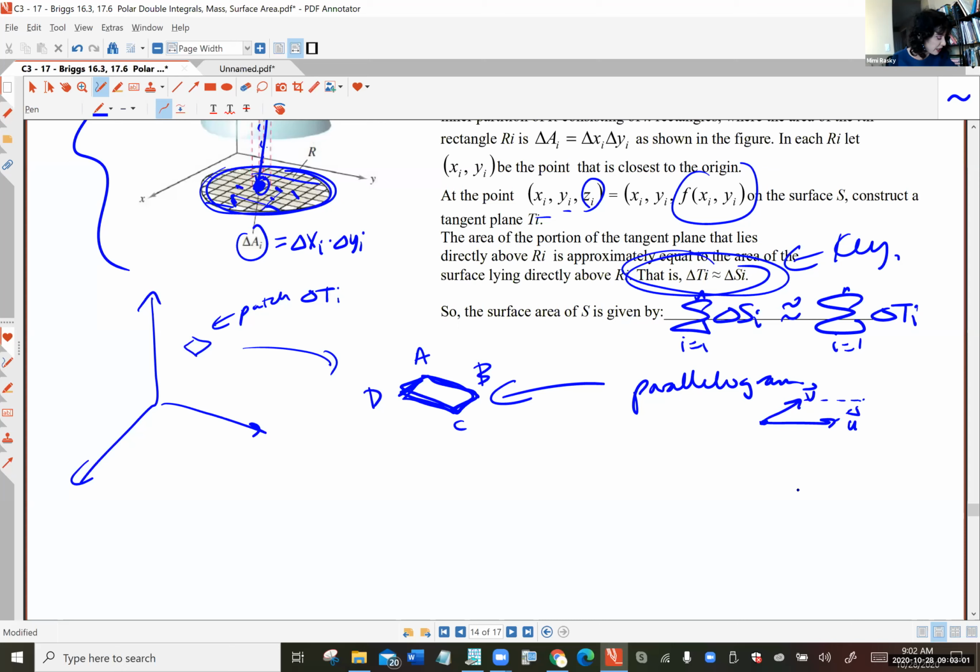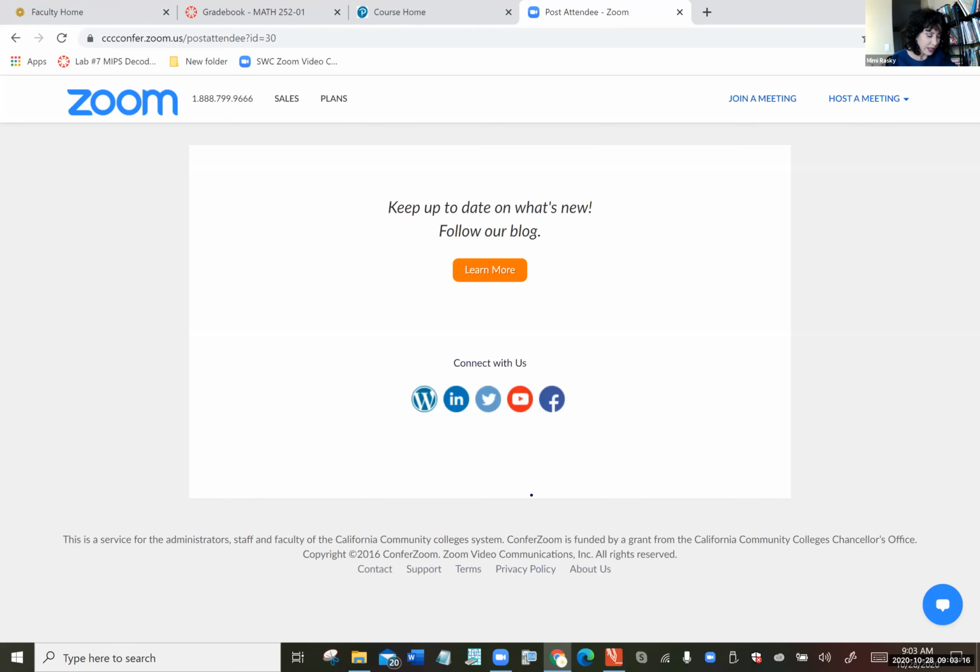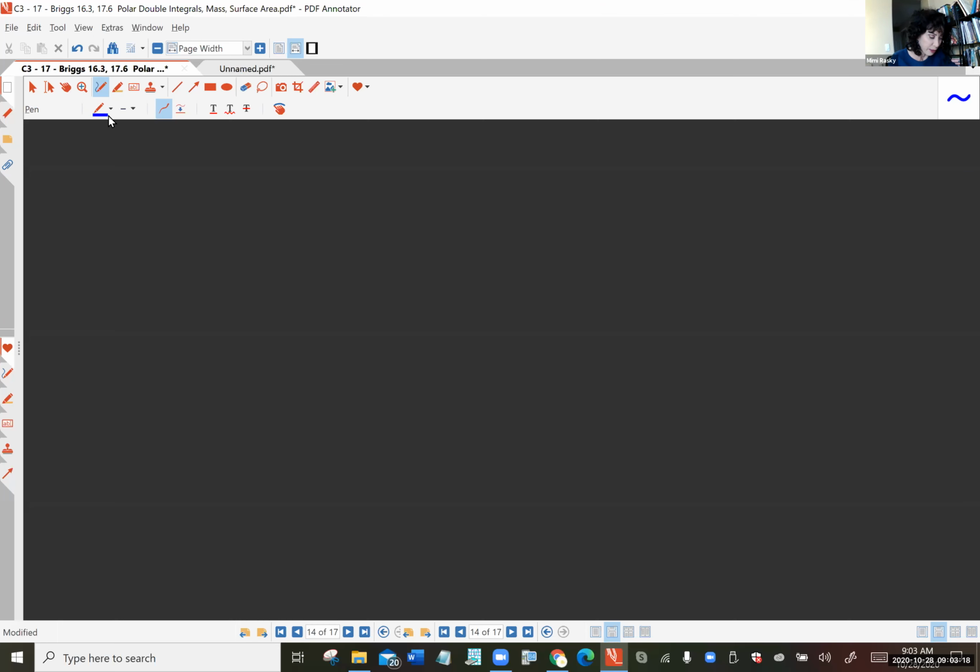So what I'm going to do is create two vectors here. My u and v are going to be the side lengths of this little patch, of this parallelogram. So how about my u will be the vector AD. So this vector over here is going to be my u.